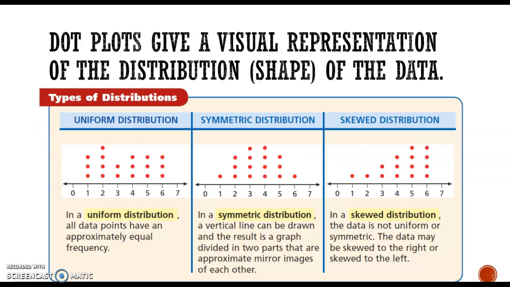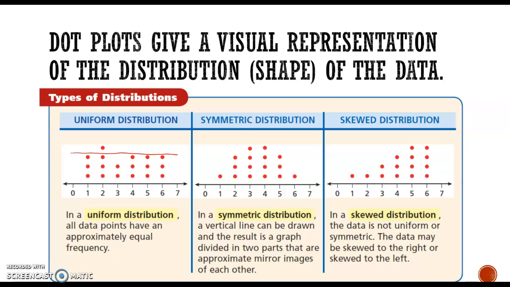Okay, now dot plots do more than just show us frequency. Dot plots give us a visual representation of the distribution or the shape that the data forms. So here are the 3 big ones that we're going to talk about. The first is uniform. In a uniform distribution, all of the bars or all of the stacks of dots are going to be about the same. Now notice, we've got an extra one up here, we're missing one down here, but for the most part, if I were to look at this really quickly, it would look like all the bars are the same height.